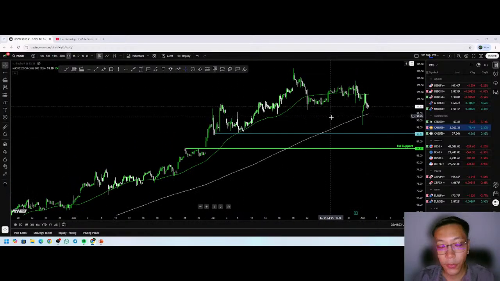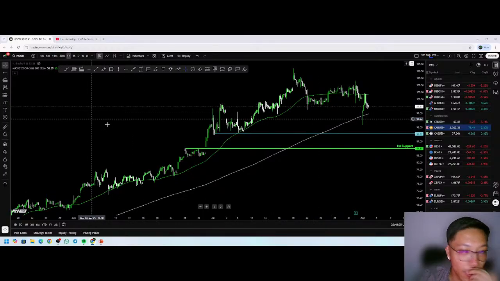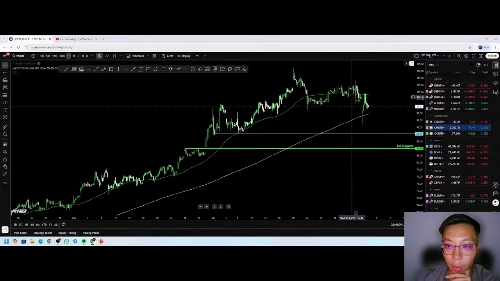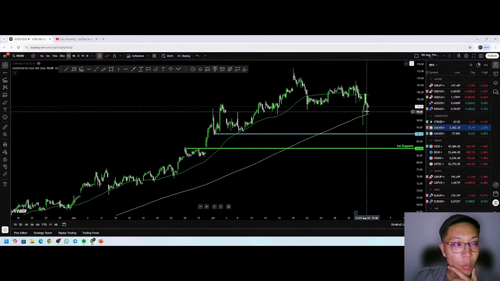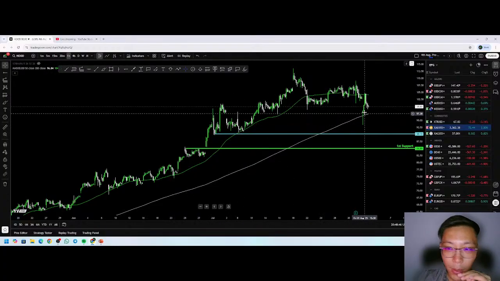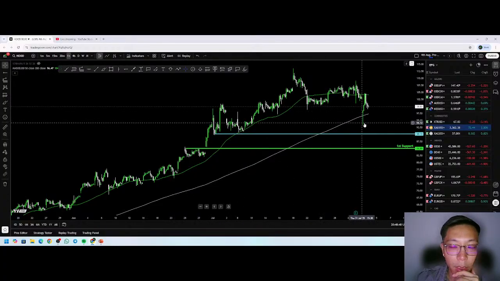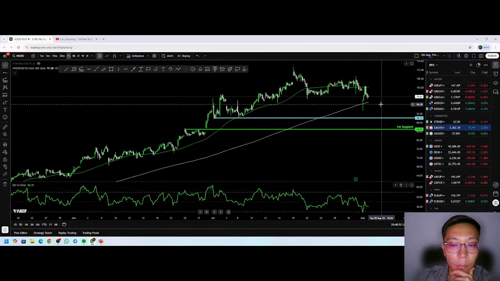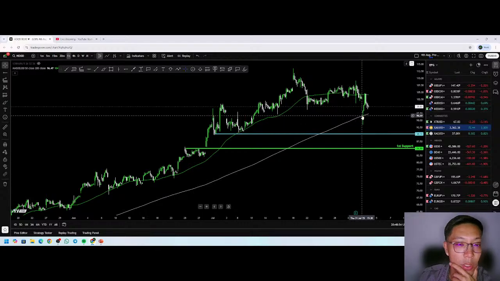Yeah, definitely bearish. Why? Because the 50 MA already broke past, and we're waiting to see how it reacts to the 200 MA. If it breaks past the 200 MA, definitely bearish, coming down to $90. So I would say let's just wait patiently and see how it reacts.